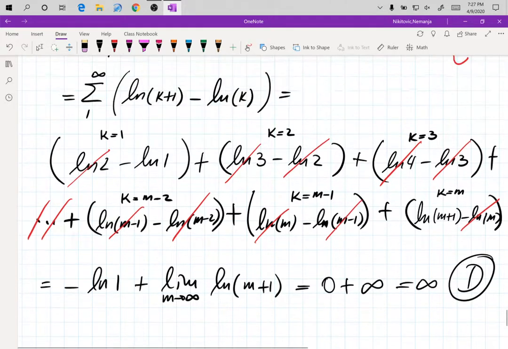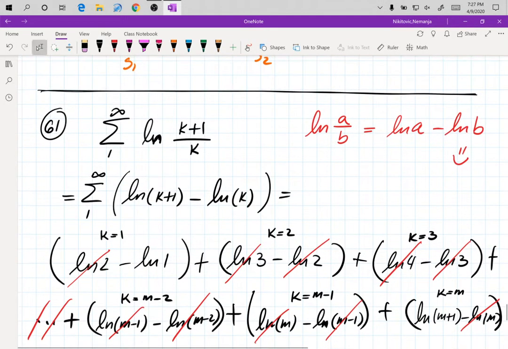So this problem did not look like something minus something else, but luckily we were able to change it, and we got it into the form where we can unleash the procedure.